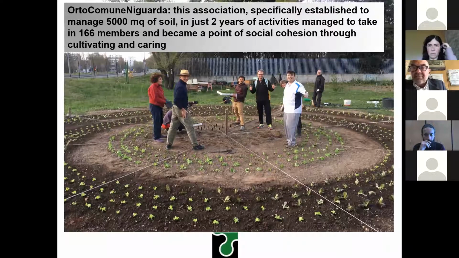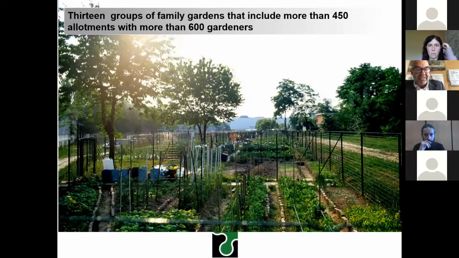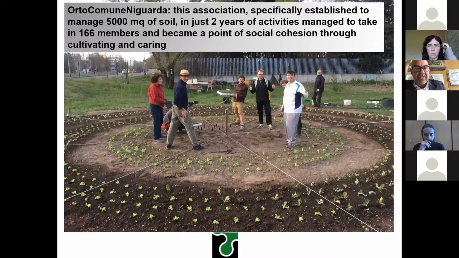The operation is very simple. You can join the Orto Comune with an annual fee of 10 euros and you cooperate to produce the garden. And I underline this fact: the level of social cohesion and cooperation is so high that not only are there no conflicts, but they produce so many vegetables that the 160 members of the Orto Comune Niguarda come to our events and exchange them for donations. They give the fruits of the work.